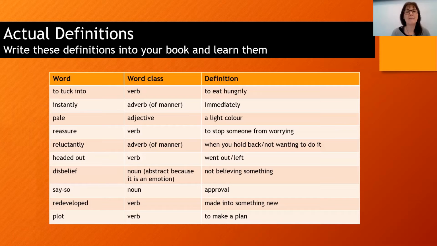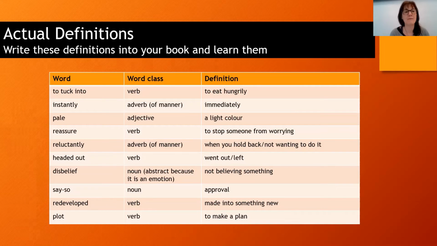Okay, pale is an adjective. And it means a light colour. Reassure is a verb, and it's to stop someone from worrying. You reassure them. Reluctantly, again, an ly adverb. It's an adverb of manner. It tells you how something was done. And reluctantly means when you hold back, not wanting to do it.